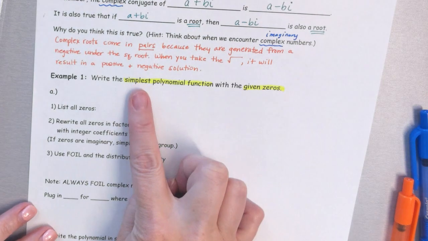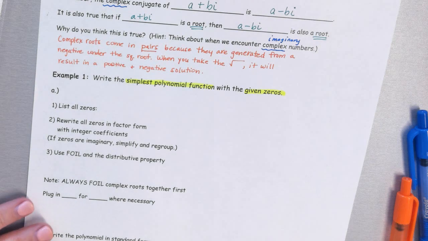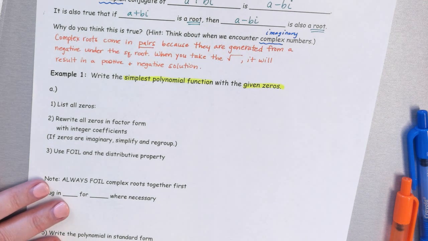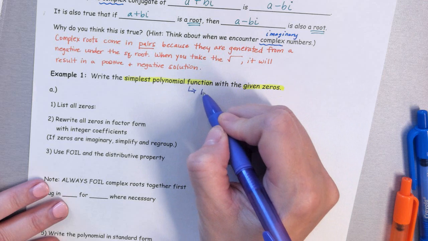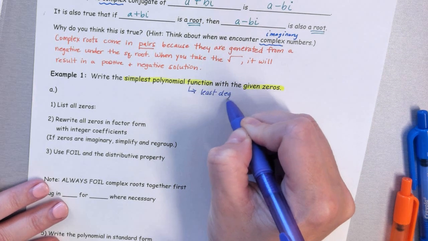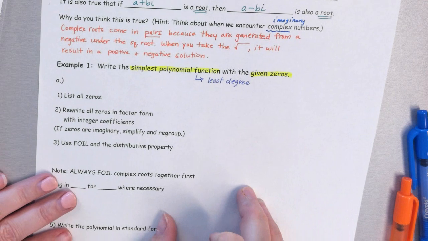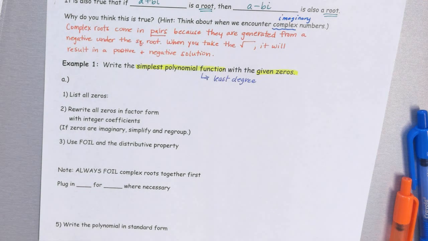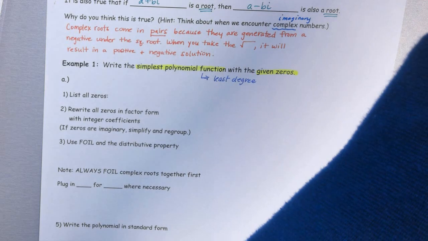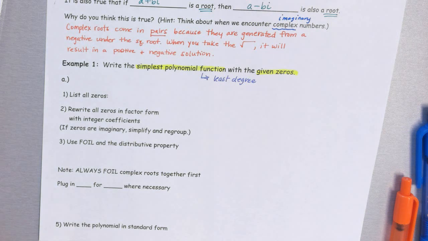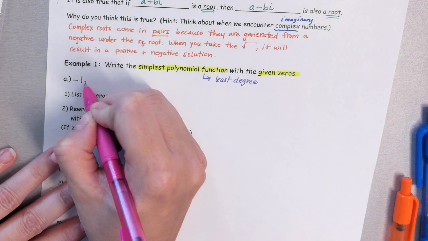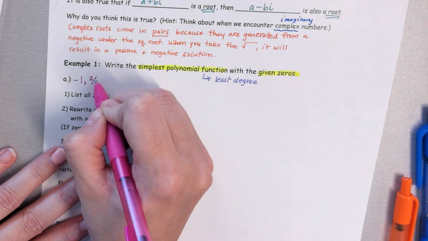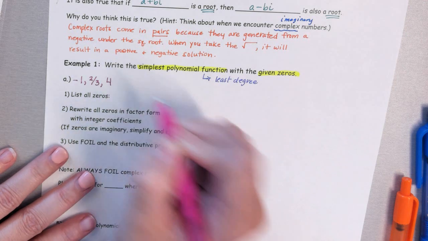Just know when it says the simplest polynomial function, what it means is you are going to write the polynomial function with the least degree possible. Okay, so the simplest polynomial function is going to be the polynomial that has the least degree. Then you will be given zeros. Your zeros in this case are all going to be rational numbers. So we're going to start with that: -1, 2/3, and 4.